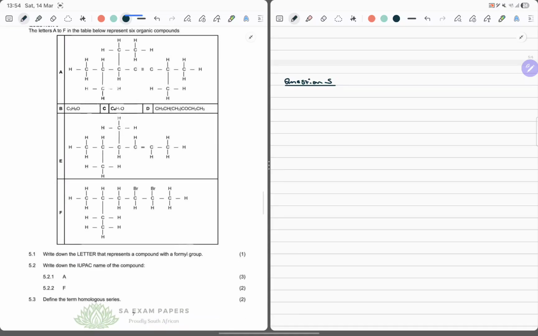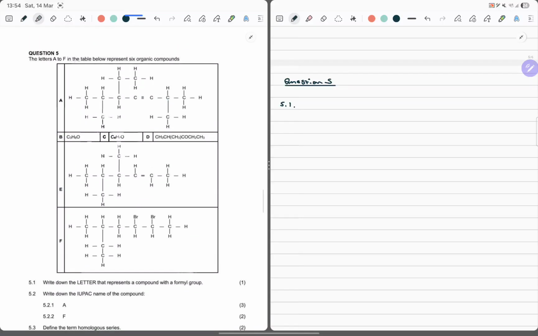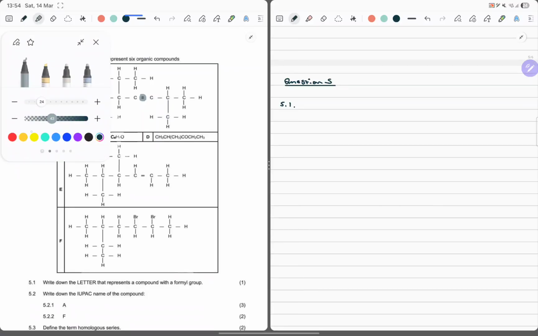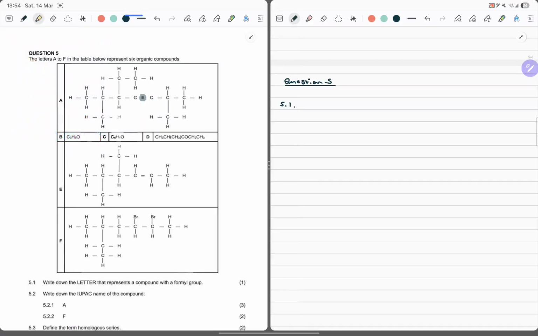Okay, now let's get to business, guys. This is nice and easy. So what I often do is just study this carefully. Now it says letters A to F represent 6 organic compounds. Of course, we can see that the triple bond tells us we have alkynes. Now, obviously, guys, just do yourself a favor. Try to establish which one is the longest chain here, because you're going to have to give the name.